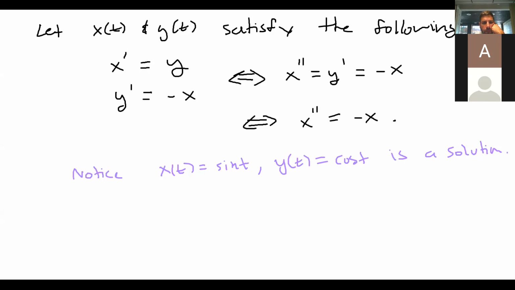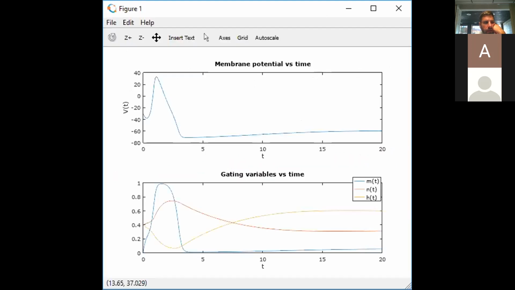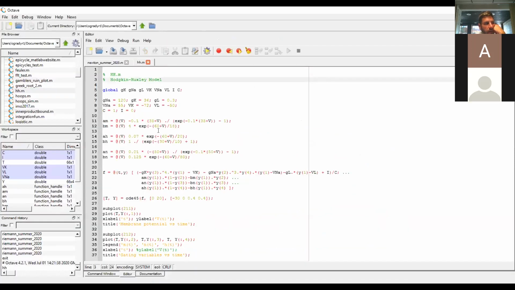Now you're going to see a picture. You see a picture now? You see membrane potential, and do you see this blue thing that we wanted to get? I got this using the following code, which I will share with you eventually. If I look at this scary code here, what I did is I solved the Hodgkin-Huxley equation. Okay, so anyhow, back to the whiteboard.